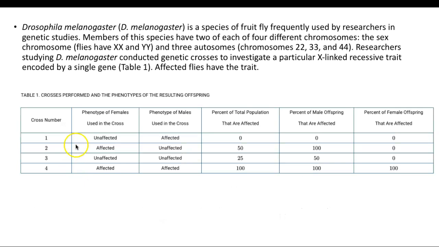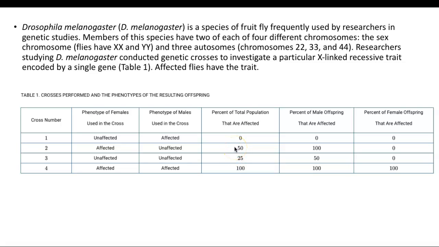So, use cross 2. Affected, unaffected, but males get the trait or get the disorder. So that would mean that the female parent is affected and the male parent is unaffected. However, 50% of the population is affected and 100% of the males.